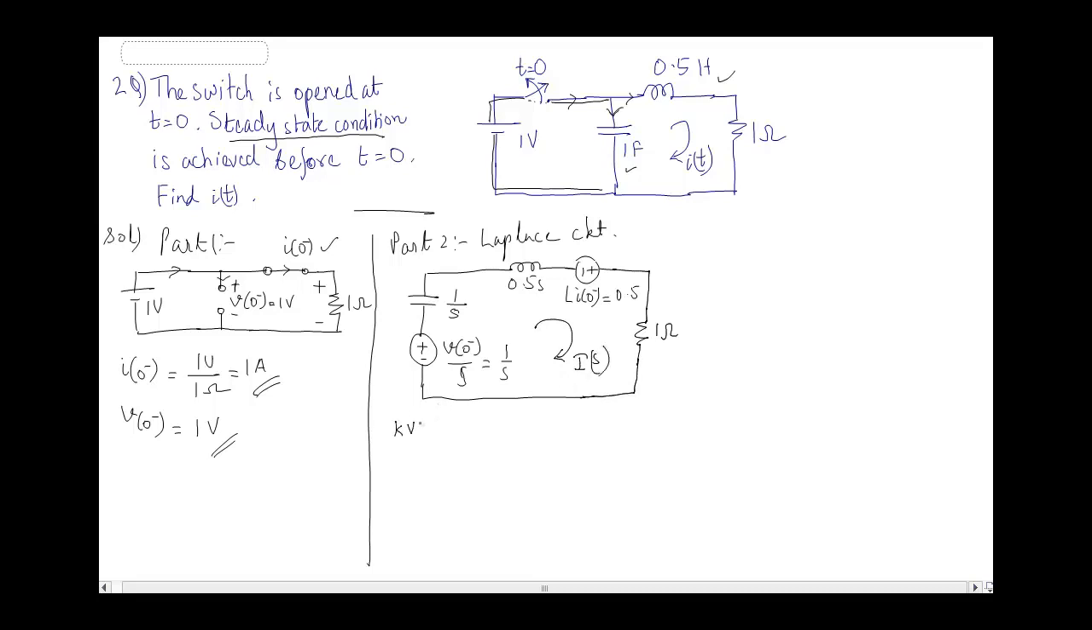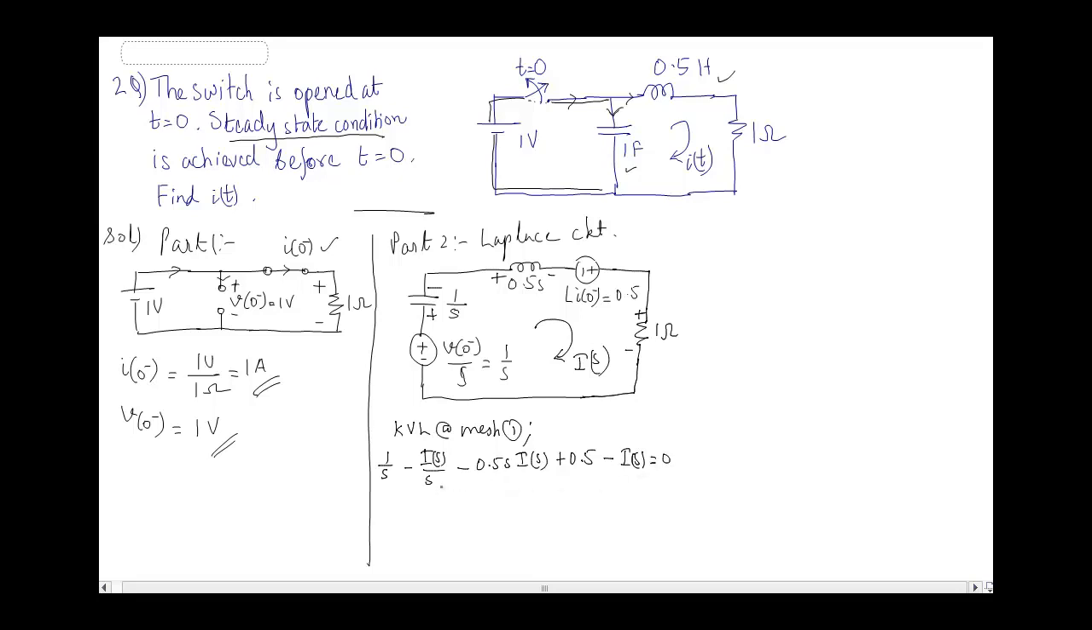So KVL at mesh 1, there is only one mesh. At mesh 1, if current is passing like this, so we are having plus minus polarity, plus minus polarity. If I am going to take front of the component, then I will get 1 by s minus 1 by s into I of s, which is I of s by s, minus 0.5 s I of s plus 0.5 minus I of s is equal to 0.